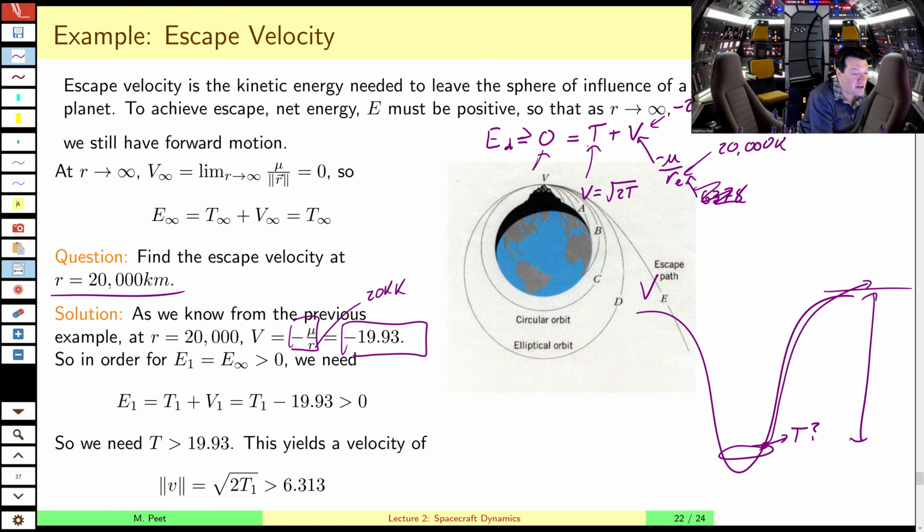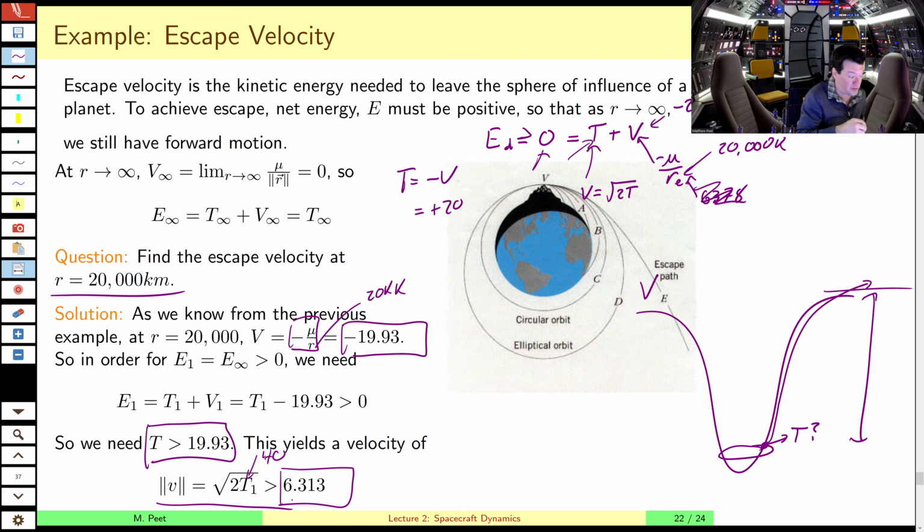And so we can easily calculate the required kinetic energy for our total energy to be 0, which is T equals negative V, which in this case is positive 20, because V is negative 20. So that gives us a desired kinetic energy of 20. And so we can just plug that into our desired velocity, square root of 2T, which is square root of 40. And that gives us an escape velocity at that radius of 6.313, which, if you remember, is sort of the same number we had on the previous slide.